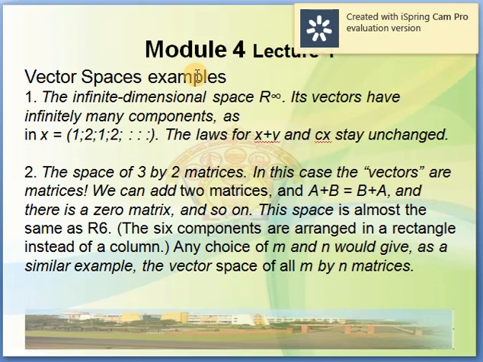Its vectors have infinitely many components, as in x1, x2, and so on. It can be a repetition or a different value. The number of components in R raised to n, as we saw, should be n. And with respect to all those components, x plus y, the additive property and the multiplication by a scalar should be satisfied. Then the second example is the space of 3 by 2 matrices.